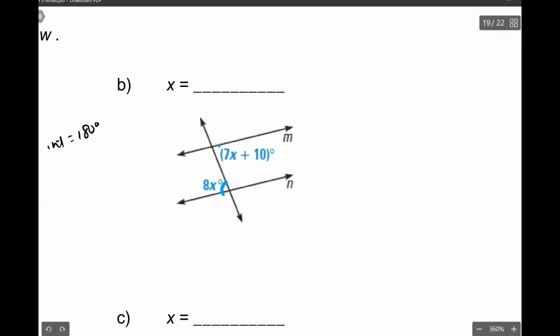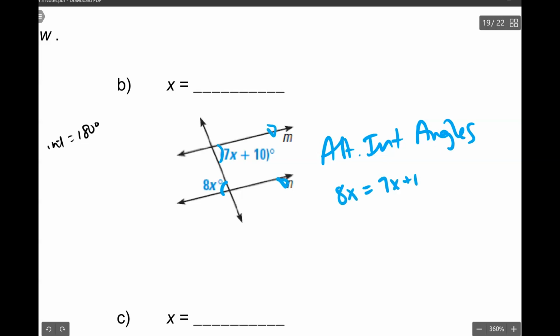Here we have alternate interior angles, right? These are alternate interior angles. And so in order for these two lines to be parallel, the alternate interior angles should be congruent. They should have the same measure. So I set them equal to one another, and I get x is 10.